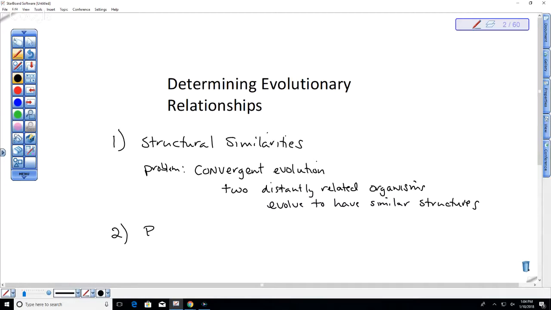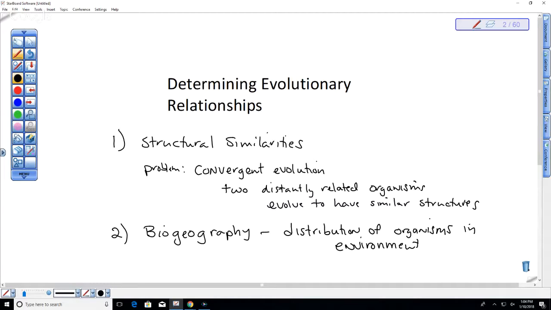So another thing that we can look at is what is called biogeography. Bio obviously means life, and geography means location. And so this is the distribution of the organisms in the environment. Darwin was noted for looking at biogeography and recording it, specifically when he went to the Galapagos Islands off the coast of South America. What he noticed is he found different species located on different islands. And so his thought was that they might have migrated to those islands and then diverged in their structure.